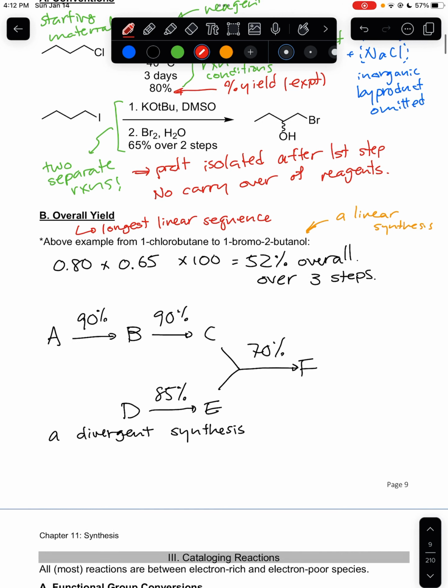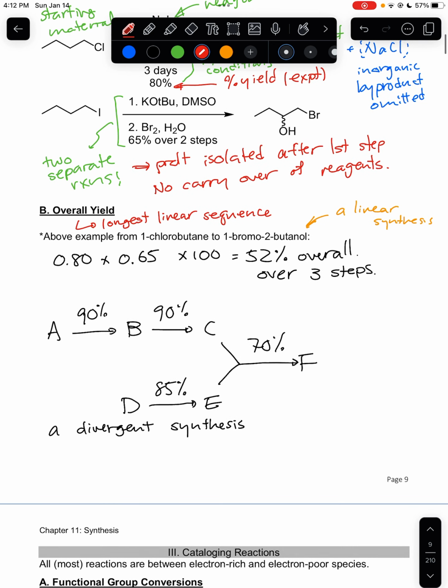From 1-chlorobutane to 1-bromo-2-butanol, it was all linear, so that was the longest linear sequence. But the longest linear sequence here would be going from A to B to C to F, because that's 3 steps. But if you count from D, it's 2 steps. And the reason is that you consider the longest part, because that's the hardest part. That's the bottleneck, so to speak, right?